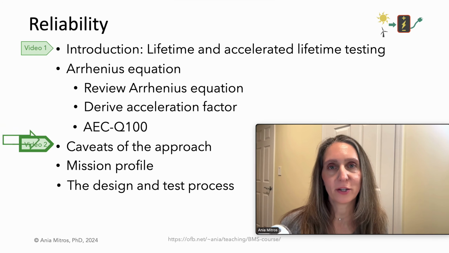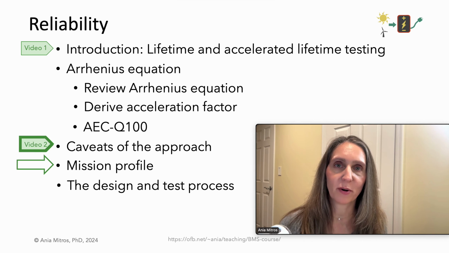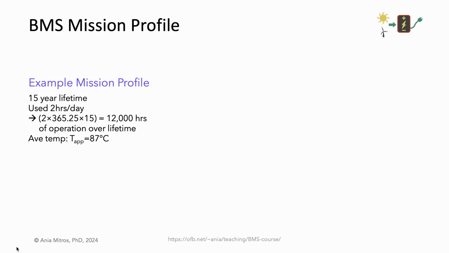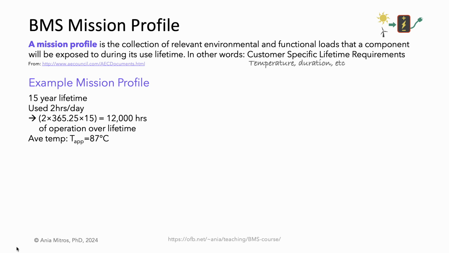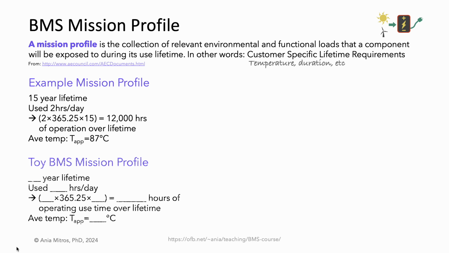Next, let's define the term mission profile and design a mission profile for a BMS. Now, let's consider what's unique about a battery management system and compare that to our example system. Our example had this mission profile. Let's take a moment to define the term mission profile. A mission profile is the collection of relevant environmental and functional loads that a component will be exposed to during its use lifetime. In other words, a mission profile is the customer-specific lifetime requirements for a given product, parameters like temperature and duration. Let's spell out what a BMS mission profile might look like.